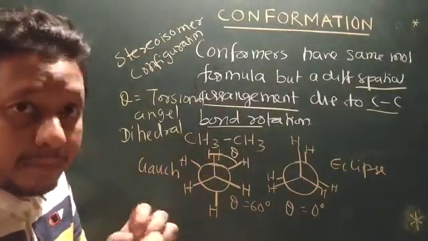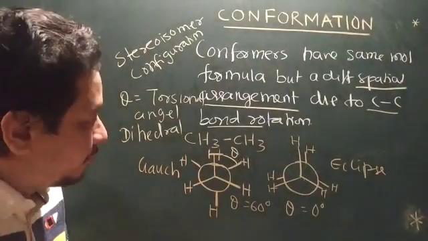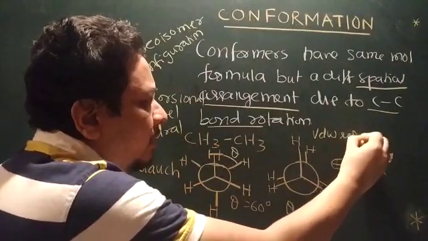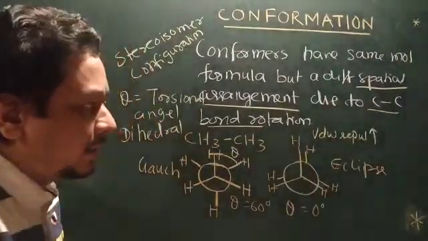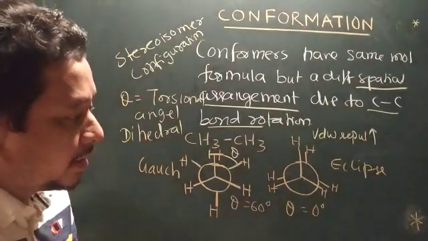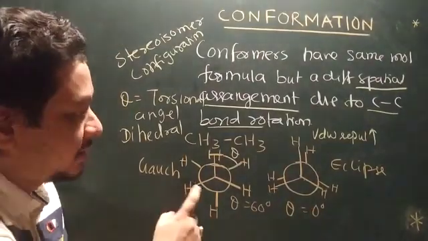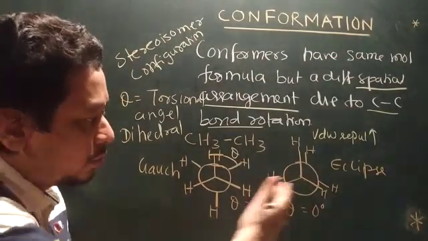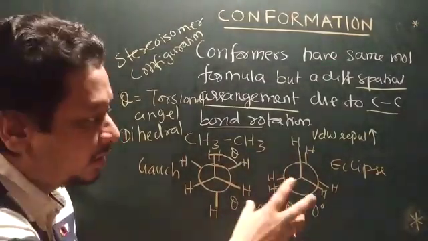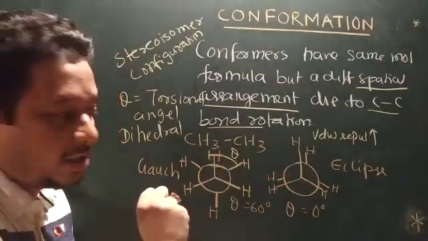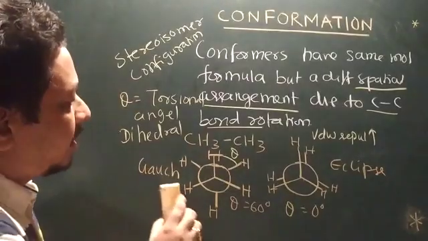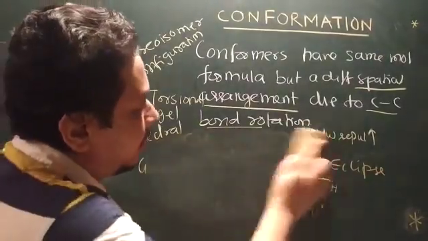So van der Waals repulsion is the main concept over here. Van der Waals repulsion is more over here, so that's why the energy associated with this compound is high, and this is stable. So if these two compounds undergo a reaction, this will react fast because this is already in a stress condition due to the van der Waals repulsion. Now coming to the next example, butane.